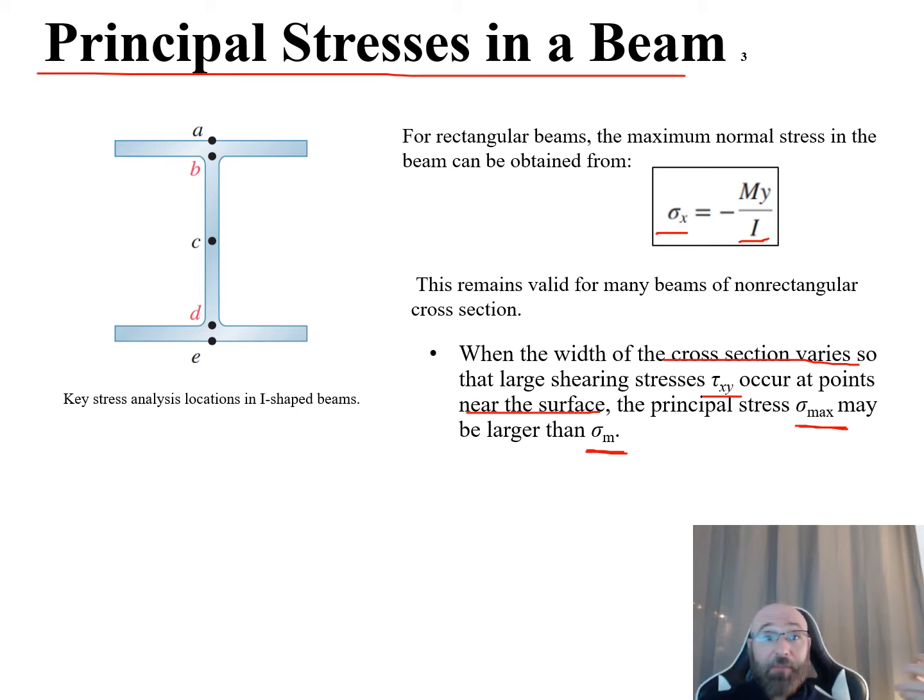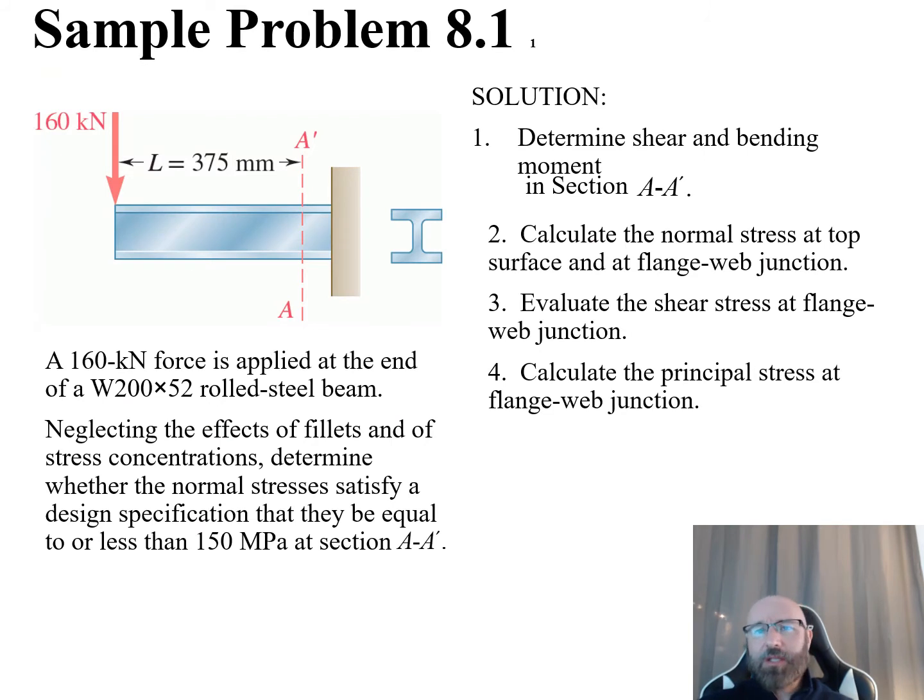Now, this is a distinct possibility when selecting our W beams, S beams, I beams, where we should calculate the principal stress, our sigma max, at the junctions B and D right here. So there's our point B right there, there's our point D right there of the web within the flanges of our beam. This is a great figure to reference back to when we're looking at the key stress analysis for locations in our I beams. So now let's take this opportunity to apply some of that theory and governing equations we just discussed to an example problem.